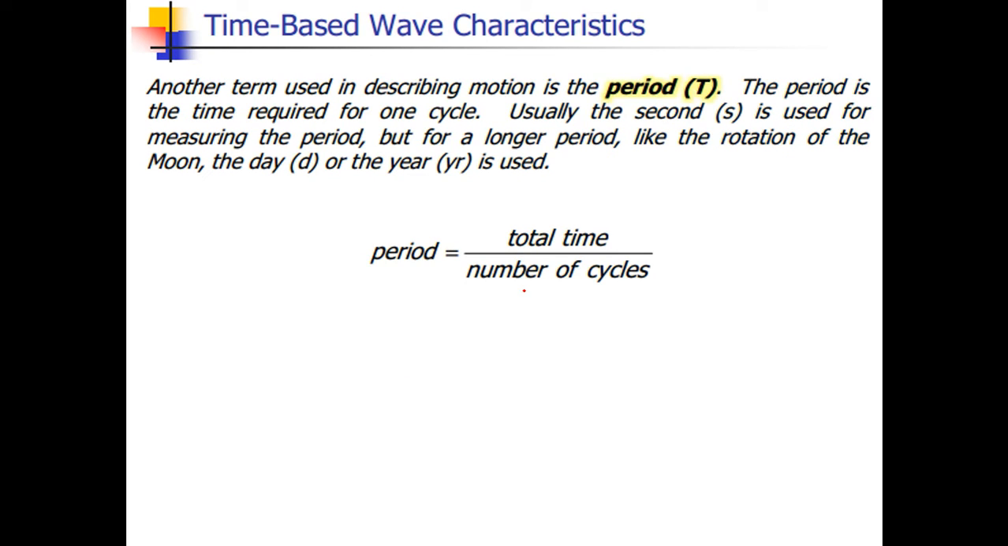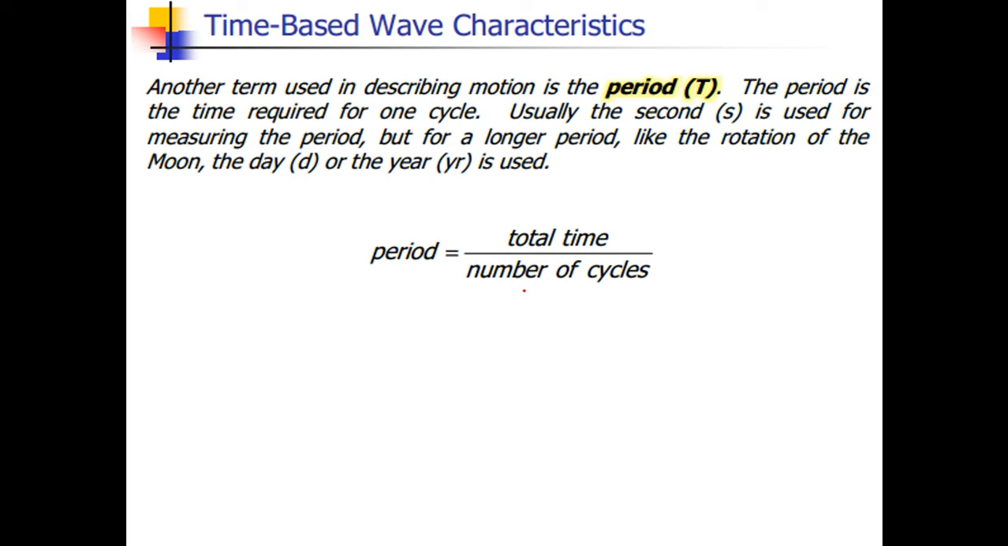And as well, same with period here. So when we describe the time required for one cycle, we call that a period. And usually seconds is used for measuring a period. But sometimes when we deal with things like days and years, we're usually dealing with things like the rotation of the moon. Okay, so a period is equal to the total time divided by the number of cycles.